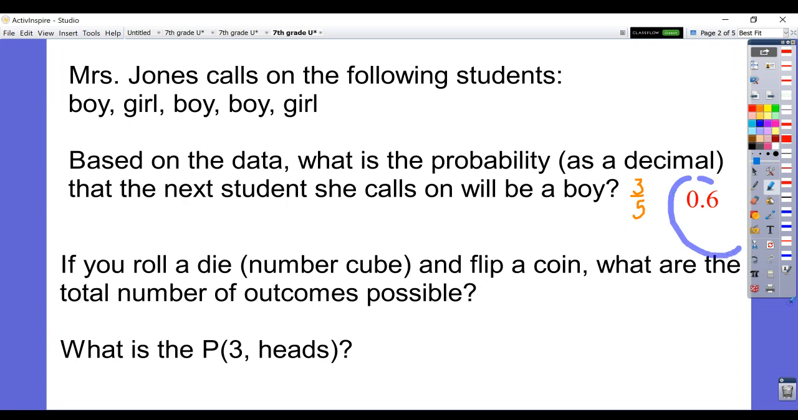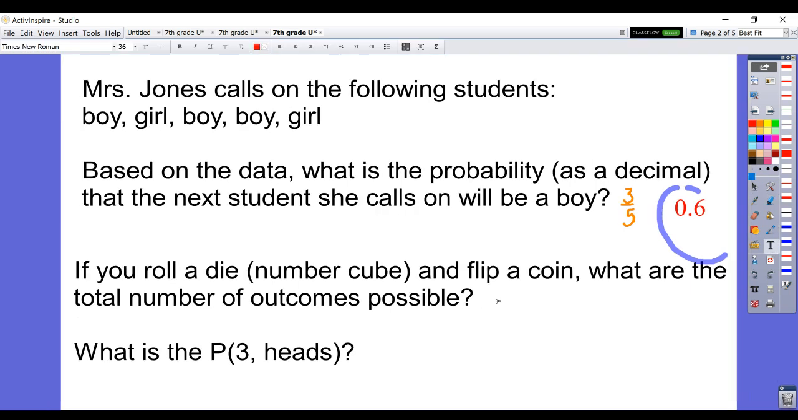For the next one, if you roll a die, a number cube, and flip a coin, what are the total number of outcomes possible? Well, a number cube has 6 possibilities, and flipping a coin has 2 possibilities, so we multiply to find the total number of possibilities, which is 12.